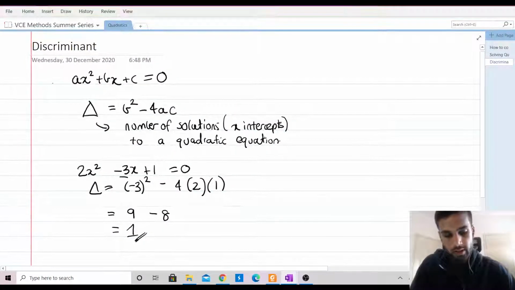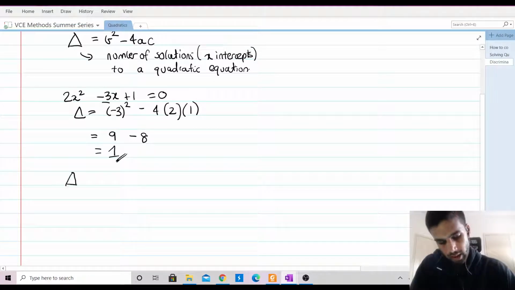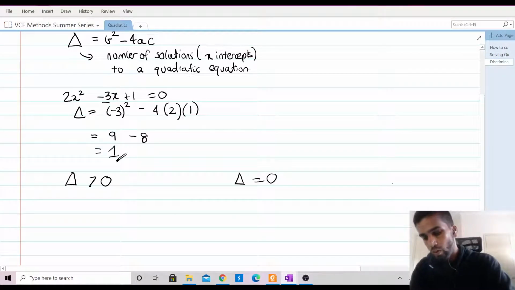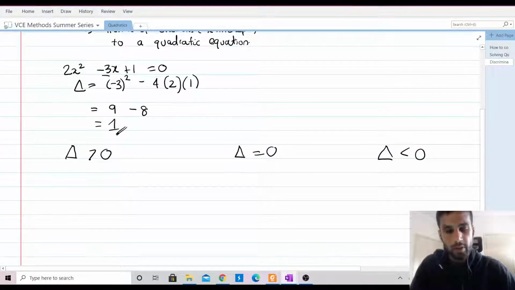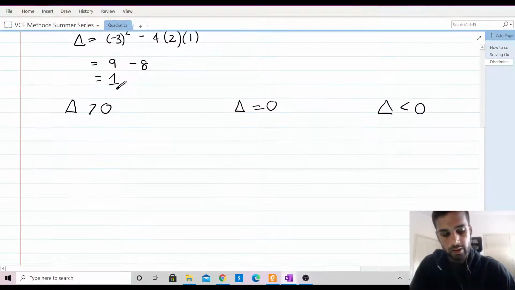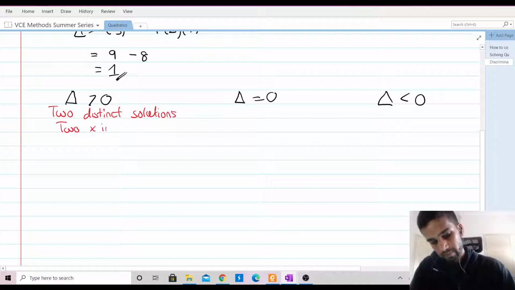Now we're going to go through 3 different solutions. So the discriminant, or delta, can be positive or greater than 0. It could be equal to 0, or the value could be less than 0. In this case, we have the discriminant being 1, which is a positive value, so it's greater than 0. In this case, we actually have 2 distinct solutions to our quadratic equation, or 2 x-intercepts.